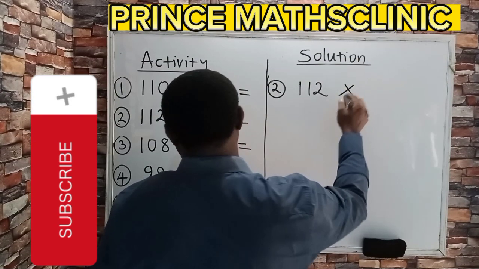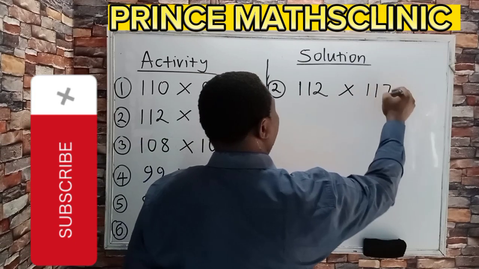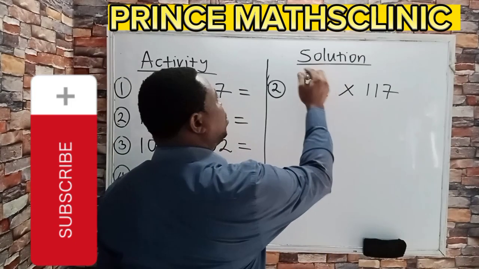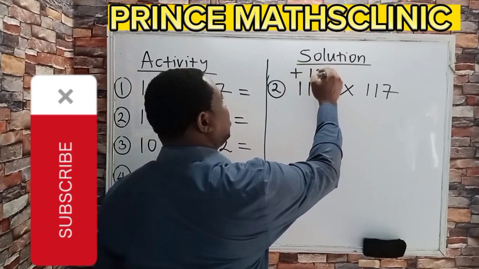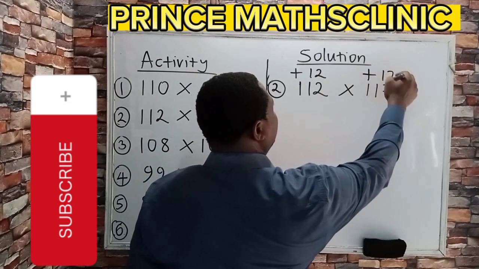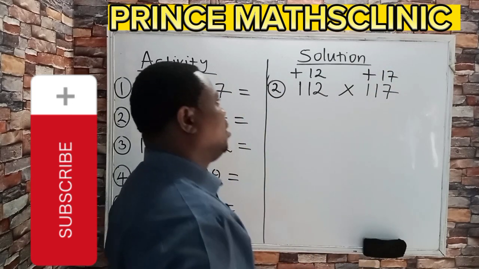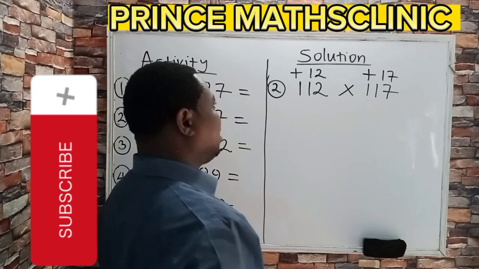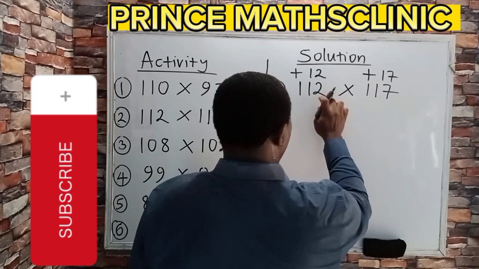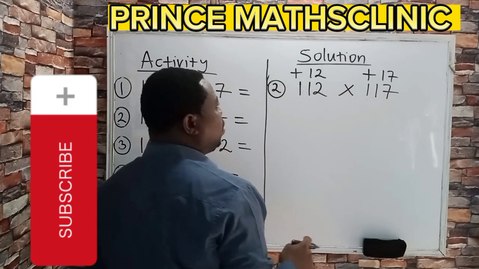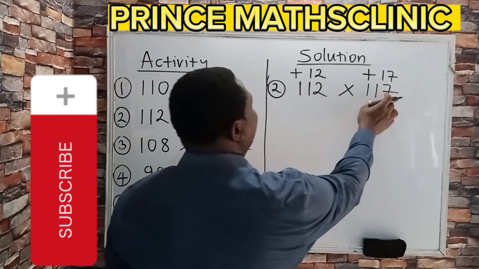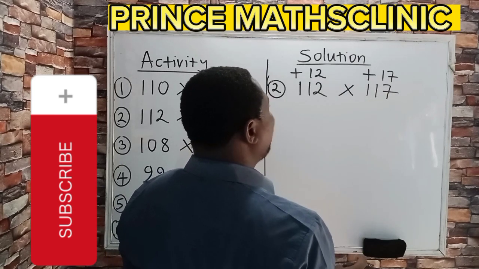Let's look at number 2. 112 times 117. These two numbers are greater than 100. 112 is greater than 100 12 times, so we put plus 12. And this is greater than 100 17 times. So here is the technique again. If you add 17 to 112, you are going to obtain 129. And if you add 12 to 117, you still obtain 129.